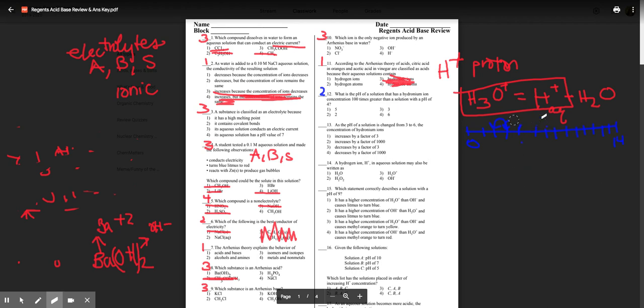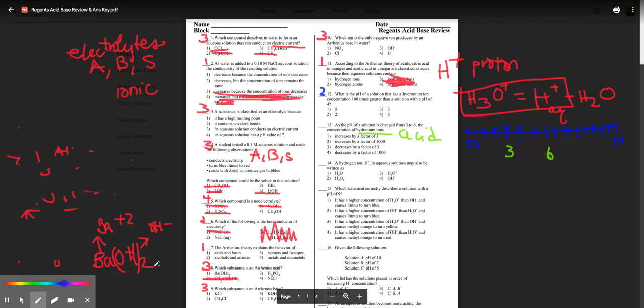Okay, let's see if I can get rid of that for now. Okay, so, and I'll choose a different color. 1, 2, 3. So here's 3, 4, 5, 6. So we're going from 3 to 6. Again, hydronium ions means acid. So if we're going from 3 to 6, we're decreasing the amount of acid.